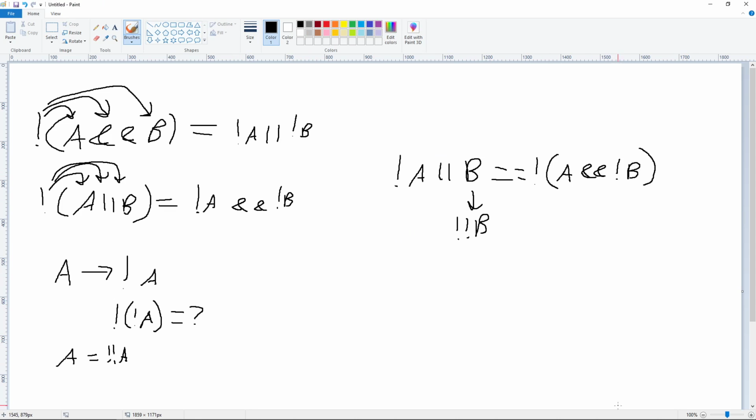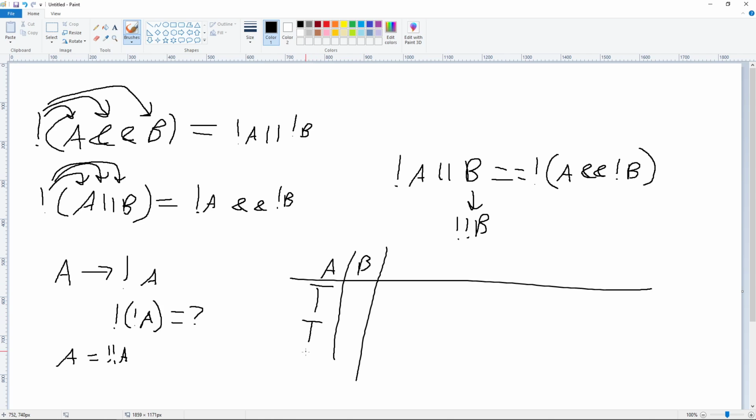Let's make a truth table for these two statements. So here we go. We have the statement A, and we have the statement B. We know that A can be true and A can be false. Now let's do this statement: not (A or B). That's one statement. And the other one is not A.